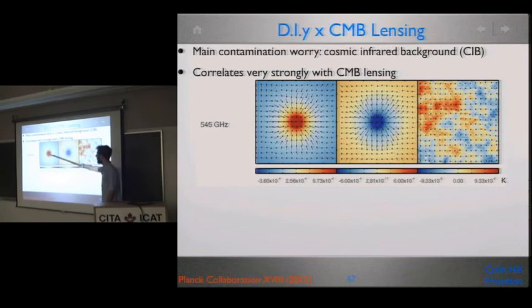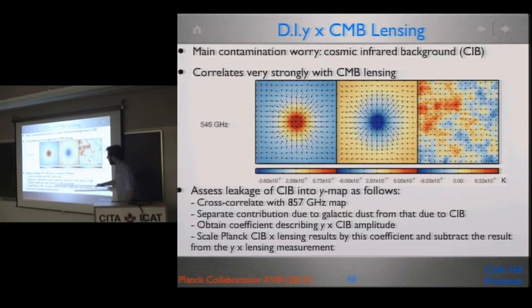There's an entire Planck paper which is about this, and this is a result from that Planck paper. So they've stacked on hot spots and cold spots in the CIB, and indeed a hot spot where stars are forming is an overdensity in the matter field and vice versa for a cold spot, and this is just a noise map. So we have a procedure for assessing the leakage of the CIB into our Y map and then removing how much of that has contaminated the lensing cross-correlation.